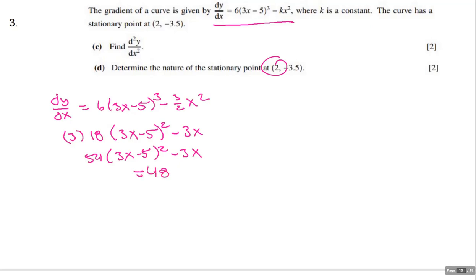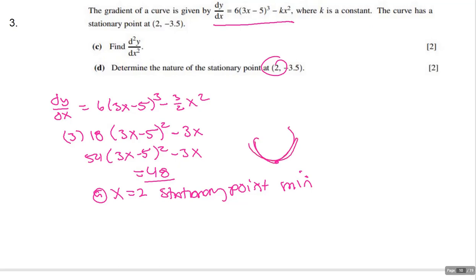And that's 48. That means that at x equals 2, the stationary point is going to be a minimum because it's positive. So that means immediately after that stationary point, it's going to go up. This must be a minimum. All right, so there you go.